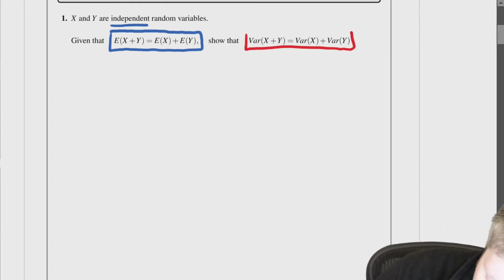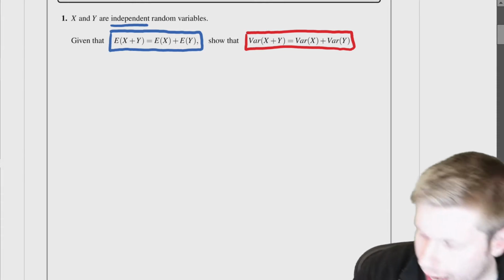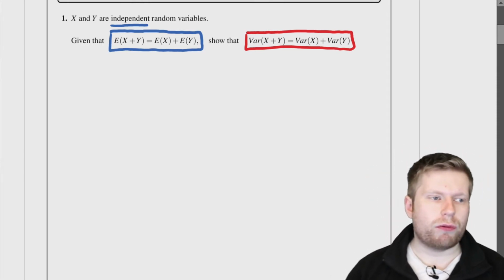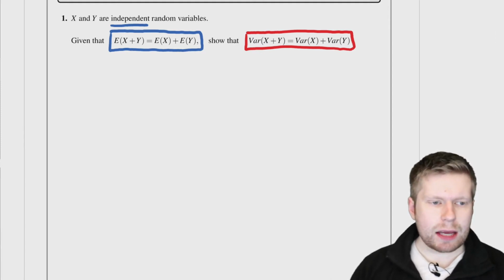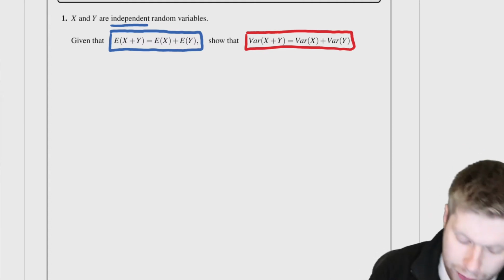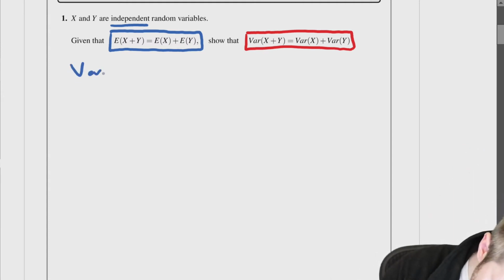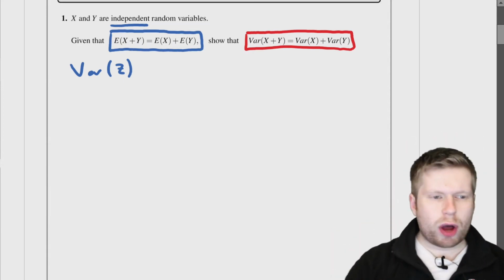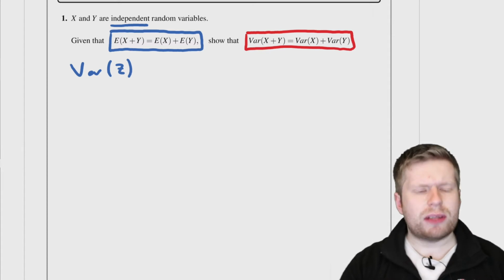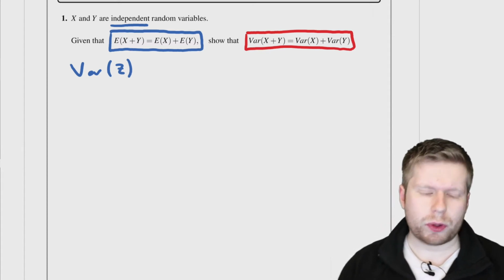And we're tasked to prove that the variance of these two random variables added together, so the variance of x plus y, should just be the variance of x plus the variance of y. Okay, so let's think about how we can do this. Well, first of all, I'm going to think about the formula for variance. So let's take the variance of some random variable. I'm going to call it z, rather than confusing it with the x and y that we've got in the question.